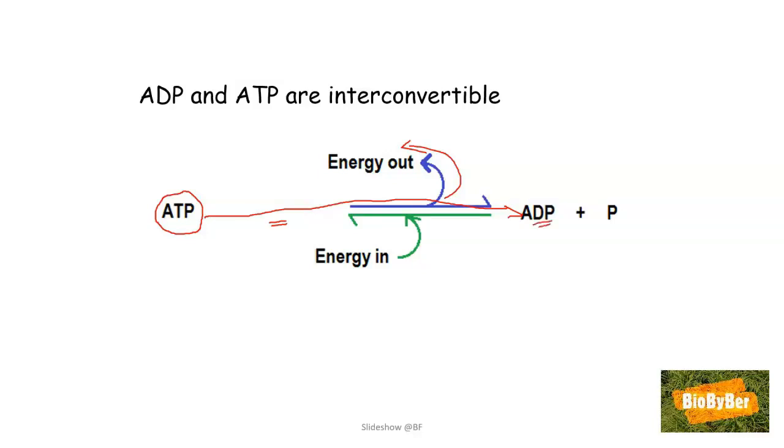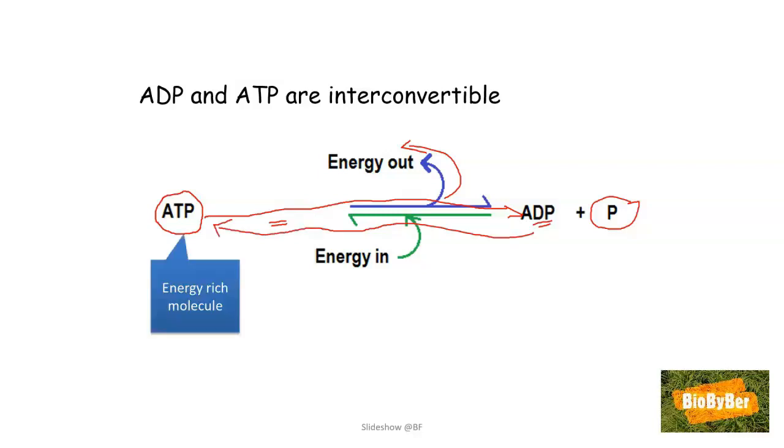ADP, in reverse, can pick up energy if it is released in the cell, combine with a phosphate group and store the energy and be converted into ATP.